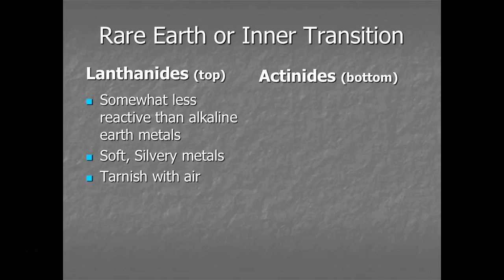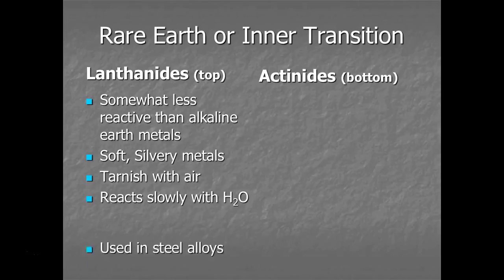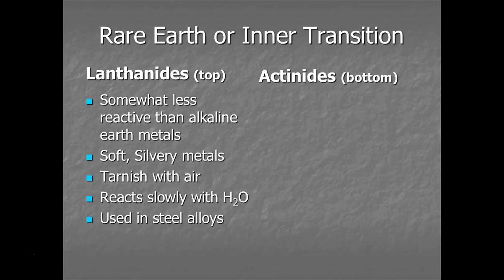When I say they tarnish with air, what I mean is, if you were to cut into a lanthanide and then leave it exposed to the air, it would quickly film over with a tarnish, and so it doesn't stay shiny that long when it's exposed to air. And then it also reacts with water, but not to the extreme amount that the alkali metals do. Generally speaking, a lot of times we'll use these as alloys, which, remember, are mixtures of metals. If we want some metals with specific properties, we'll put a lanthanide in to give it those specific properties.